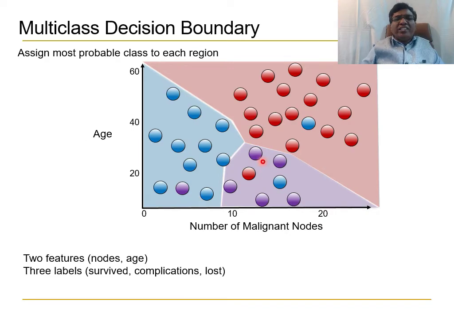So multi-class decision boundary. In this example, the features are nodes and age. Three classes are defined as survived, lost and complications. So this is survived, this is lost and this is complication. The corresponding data points are represented as blue, red and violet circles. There are three boundaries separating these data points. These boundaries are called as multi-class boundaries.